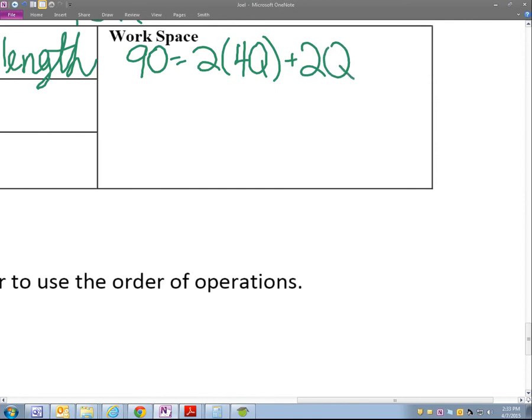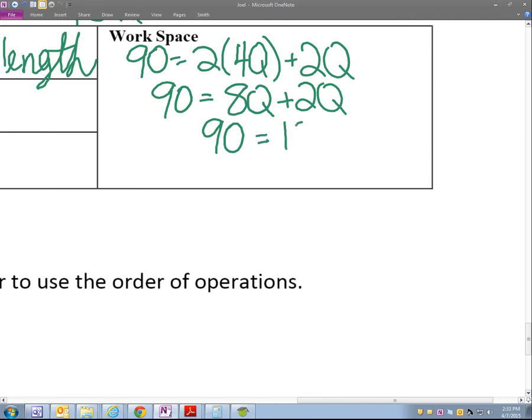2Q. So I'm going to simplify this. We're going back to 6th grade, combining like terms. 8Q plus 2Q. If you have 8 quails and someone comes over and gives you 2 more quails, how many quails do you have? 10 quails. So 90 equals 10Q.